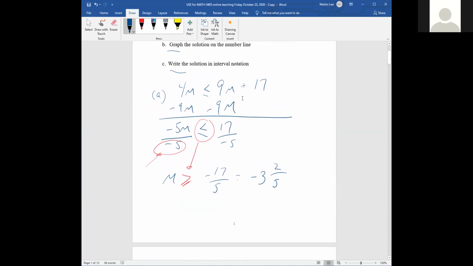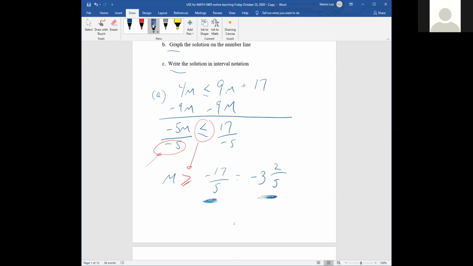Yep, it is the same number. This improper fraction, if you write it as a mixed number, is negative 3 2/5. So yes, it is the same number.